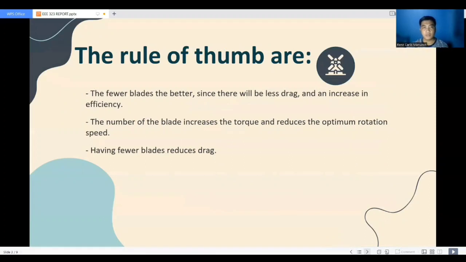The rule of thumb is, the fewer blades, the better, since there will be less drag and an increase in efficiency. The number of blades increases the torque and reduces the optimum rotation speed. Having fewer blades reduces drag.